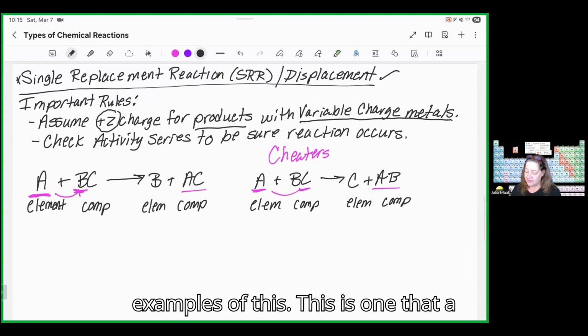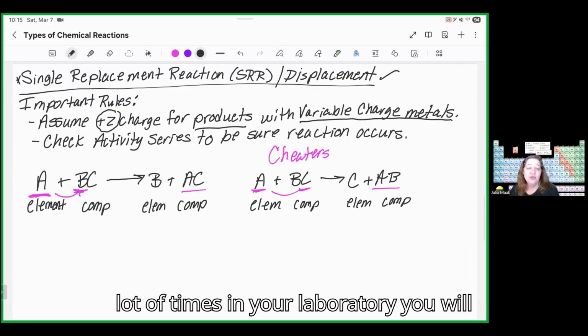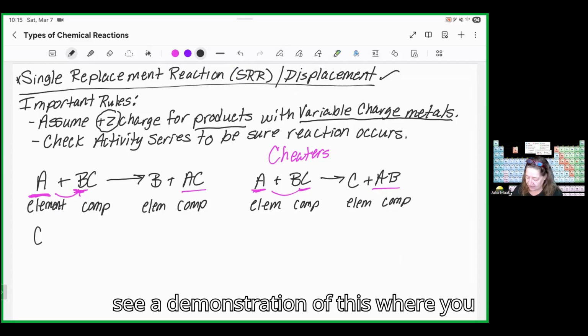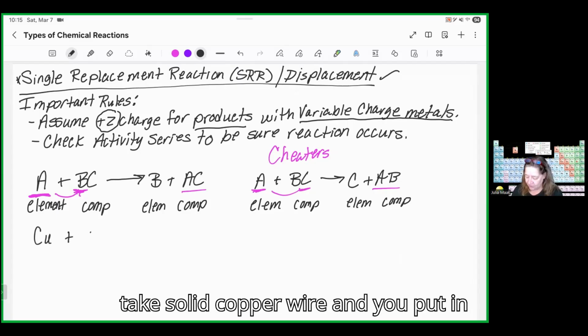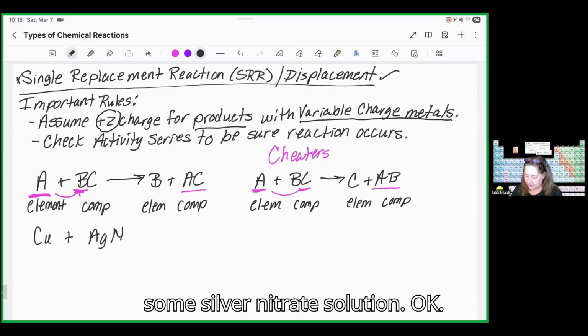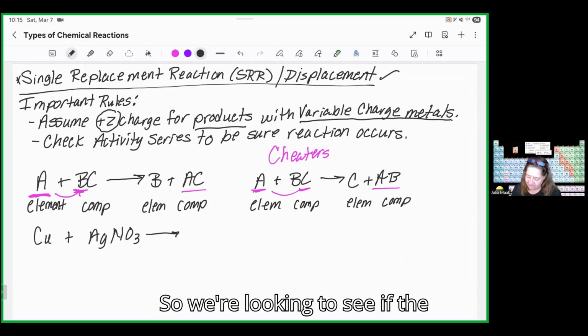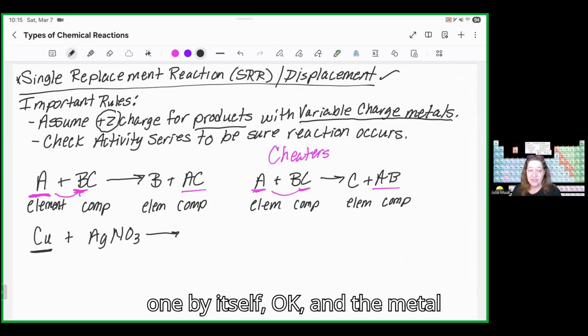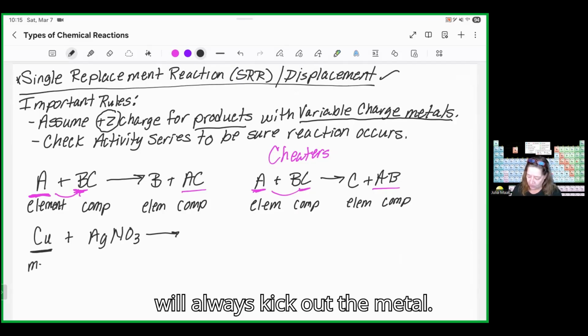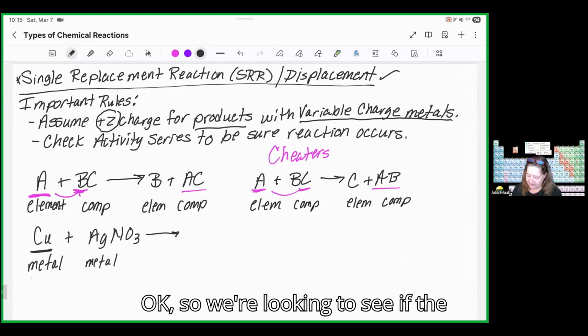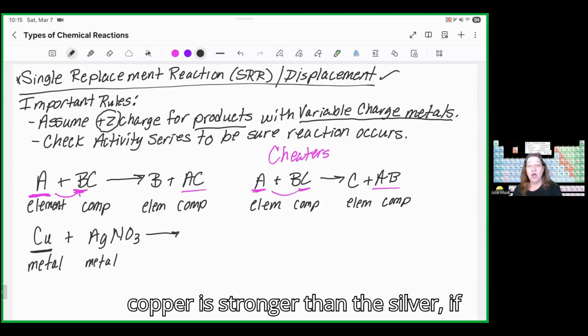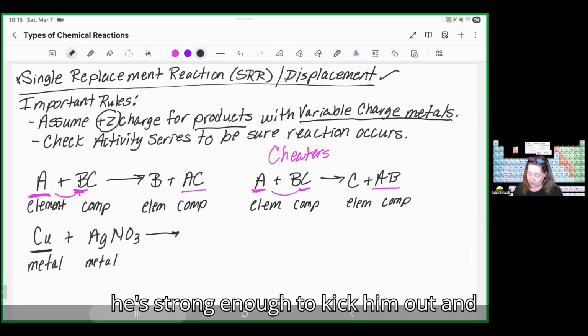This is one that a lot of times in your laboratory you will see a demonstration of, where you take solid copper wire and put it in some silver nitrate solution. We're looking to see if the one by itself, the metal, will always kick out the metal. So we're looking to see if the copper is stronger than the silver, if he's strong enough to kick him out and take his girl.